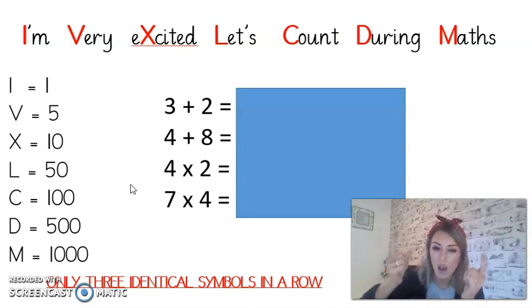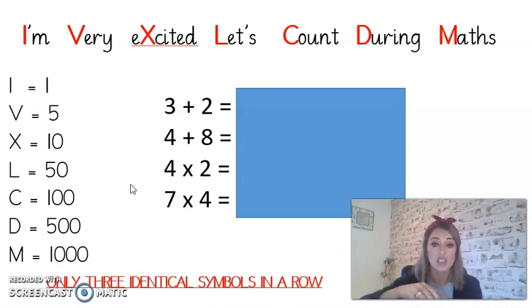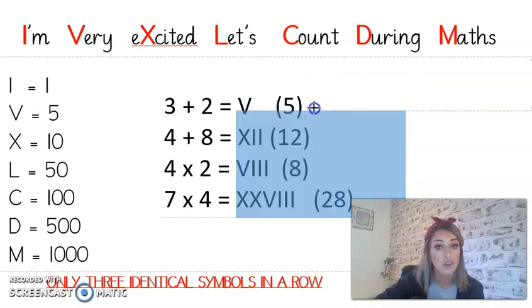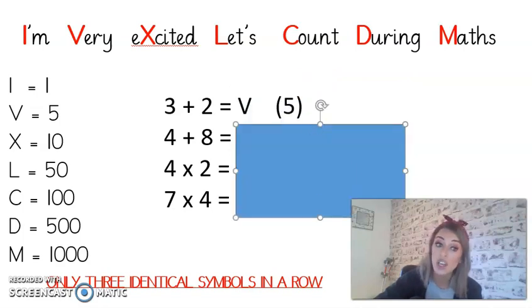Okay, so here's how I would do it. Firstly, I would figure out the answer in normal numbers, in digits. So I would look at my calculation. 3 add 2 is 5. And then I would take my answer and translate it into Roman numerals. So my answer is 5, and I'm going to use my knowledge organiser to help me. The answer you give should be V. And if you want to write your answer in brackets in digits as well, that's absolutely fine.